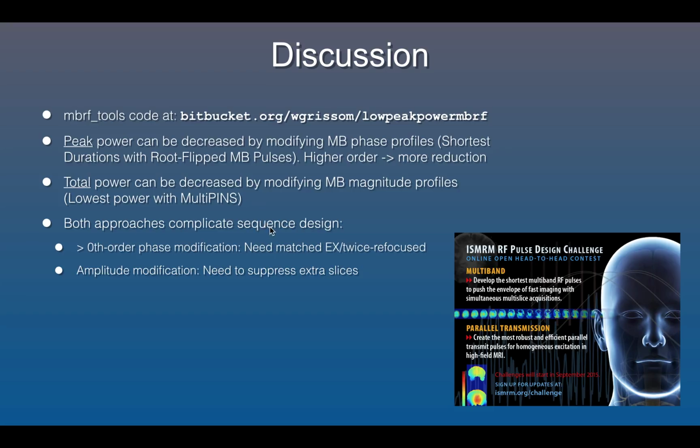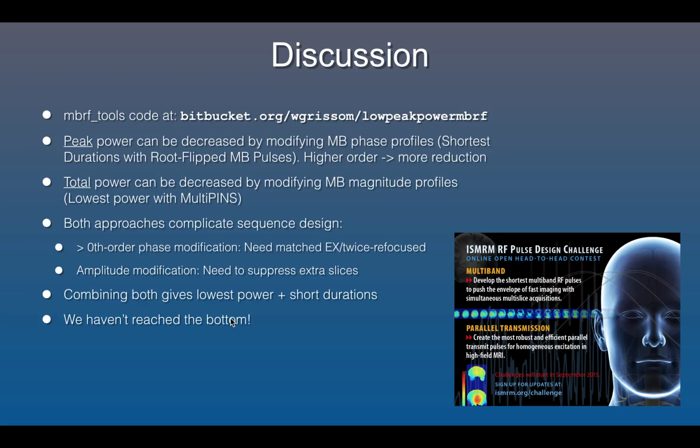Both approaches, though, can complicate sequence design. If you have larger than zeroth order phase modifications, you're going to need a matched excitation pulse or a twice refocused pulse to cancel that phase out. If you do amplitude modification with PINS or multi-PINS, you need some strategy to suppress the extra slices. Combining both, which we did with the minimum and quadratic phase multi-PINS pulses, will give the lowest power while maintaining short durations of any of the methods.